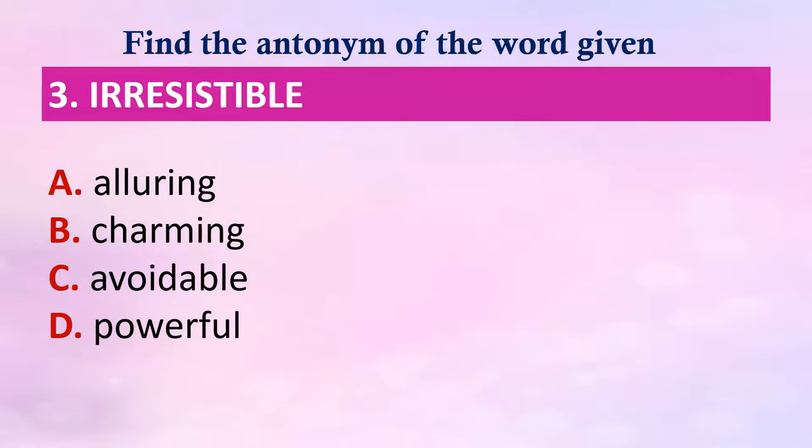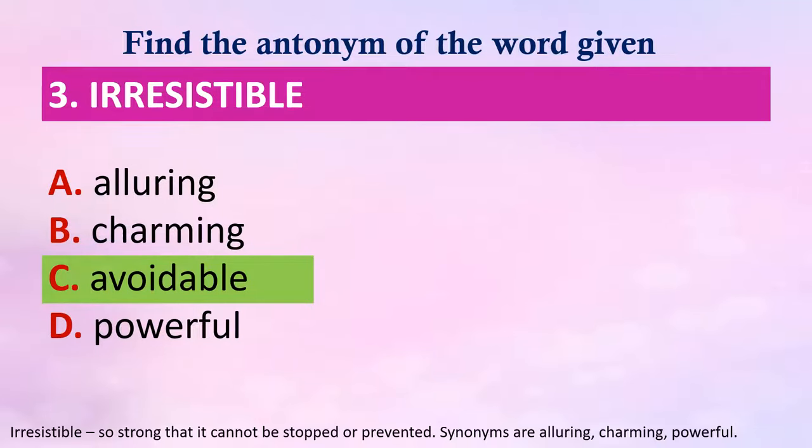Question number 3. Find the antonym of the word given. Irresistible. Option A, alluring. Option B, charming. Option C, avoidable. Option D, powerful. The correct answer is option C, avoidable. The meaning of irresistible is so strong that it cannot be stopped or prevented. Synonyms are alluring, charming, powerful. The opposite is avoidable.